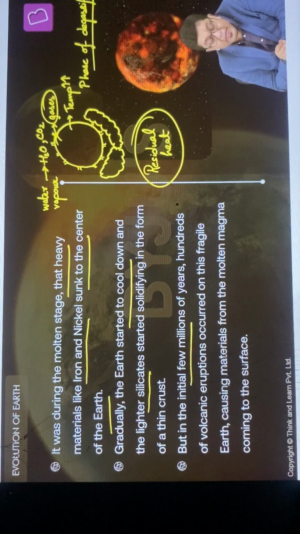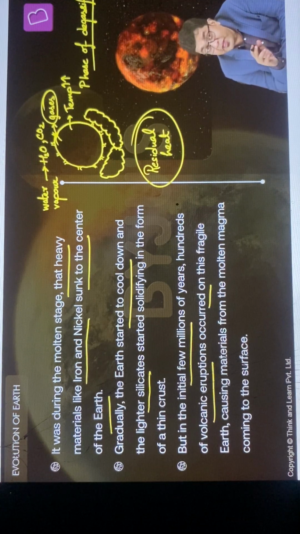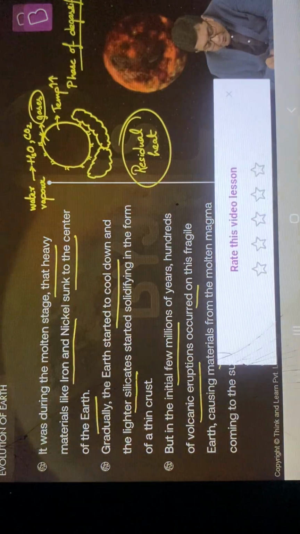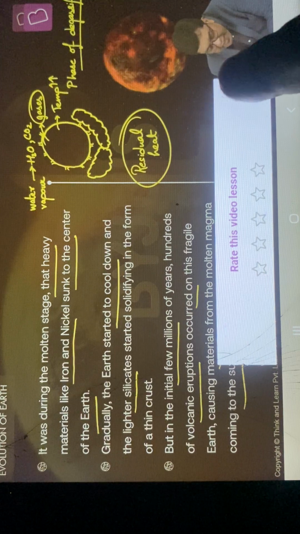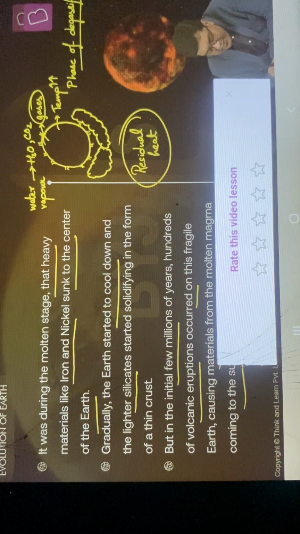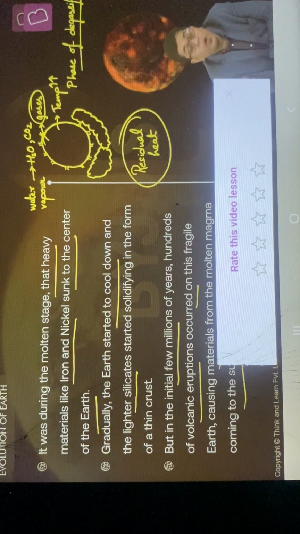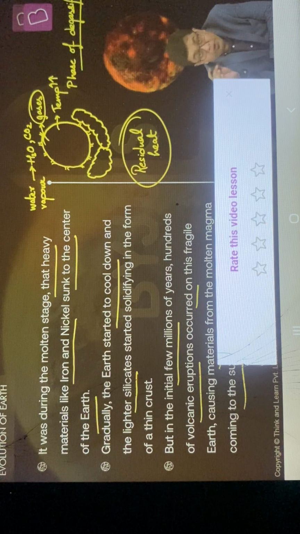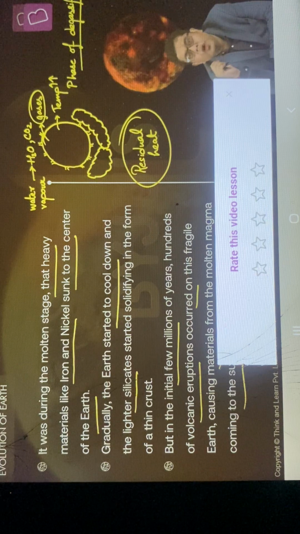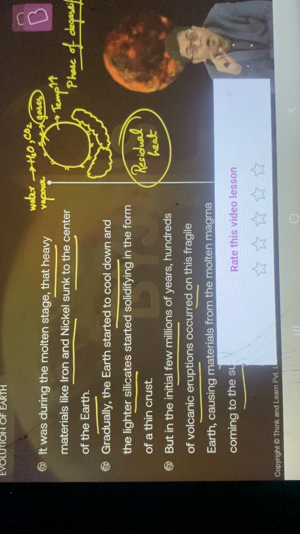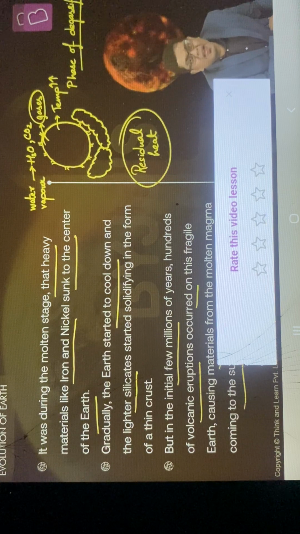Now, in the initial few millions of years, hundreds of volcanic eruptions occurred on this fragile earth, the phase of degasification, causing materials from the molten magma to come to the surface along with gases, very vital gases. Now, these vital gases ensured cloud formation, they ensured rainfall, they ensured modification of the atmosphere as we know it today, and also they were responsible for accelerated cooling of the planet, which further made the outer surface more rigid and more solidified. So this is how the planet has been formed.